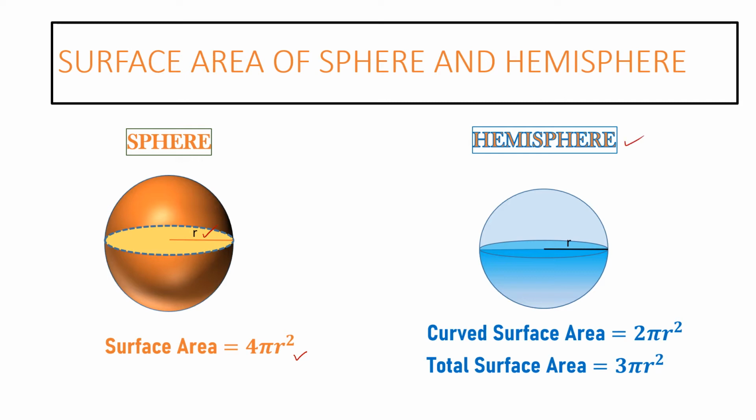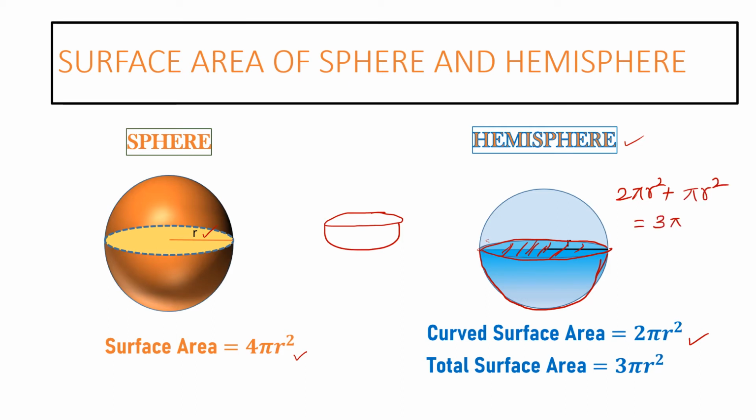will be called as hemisphere. So hemisphere basically has two surfaces. One is the top surface and other one is the curved surface. So this is one surface, and this one is the curved surface. So curved surface will be half of the surface area of sphere, which is 2 pi r square, and the total surface area will be curved surface area plus area of this surface, which is circle. So pi r square, on adding we get 3 pi r square.